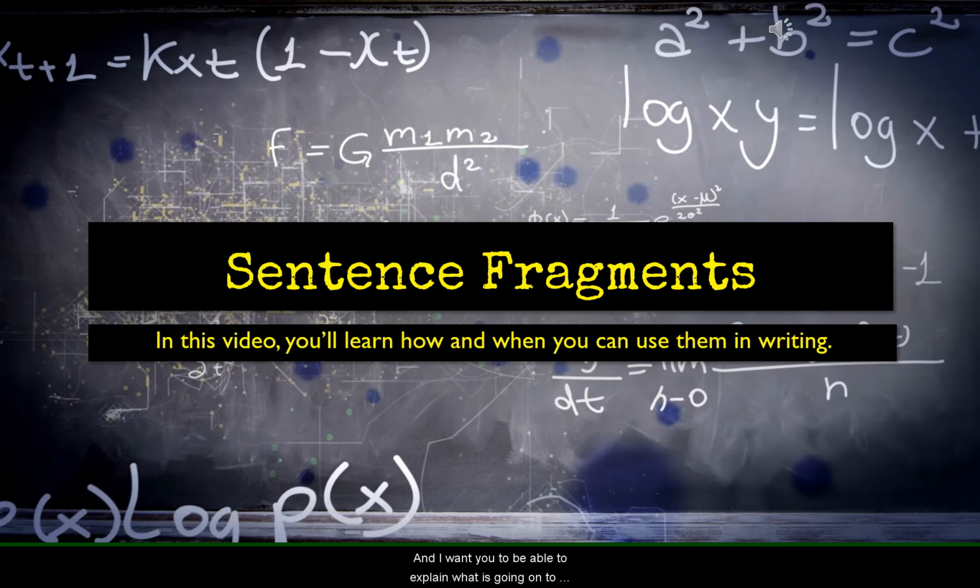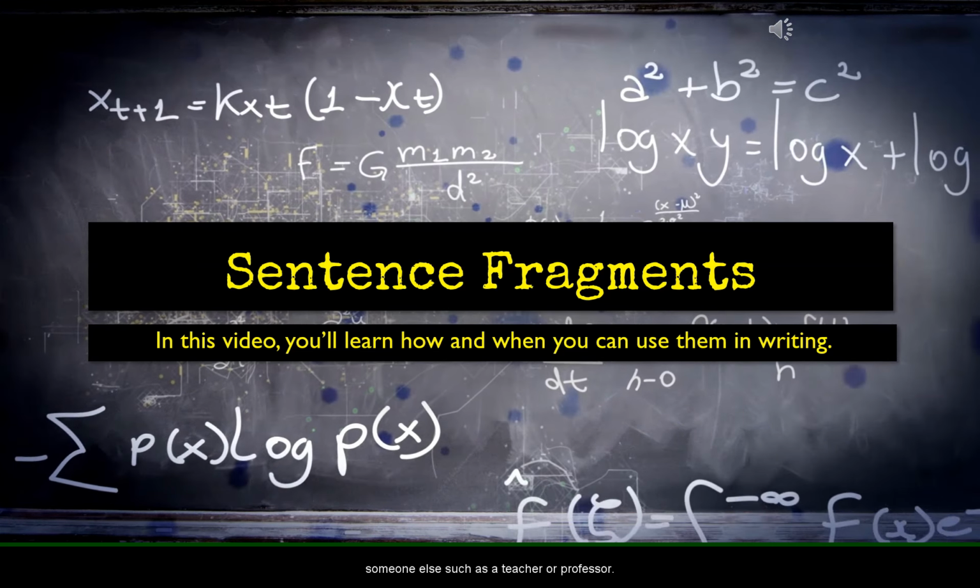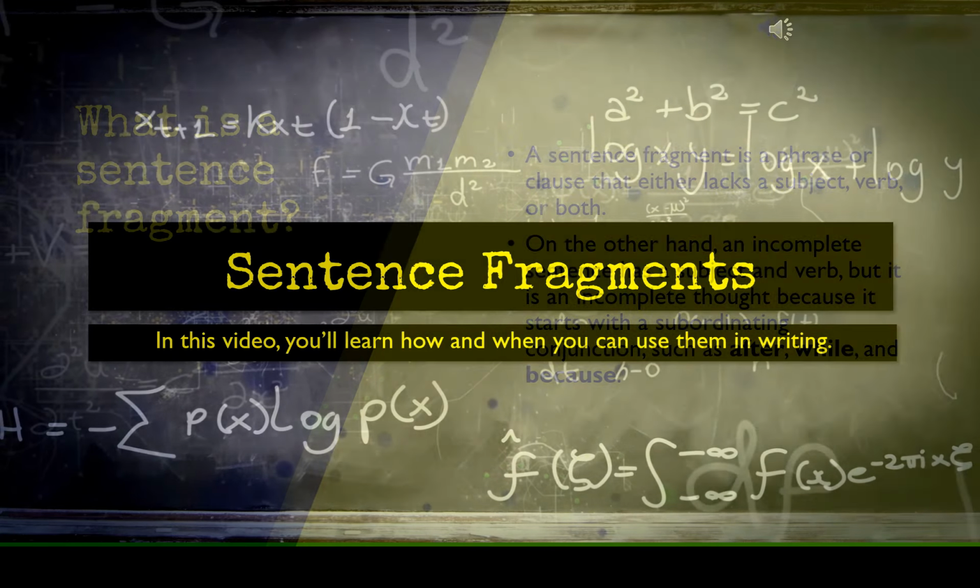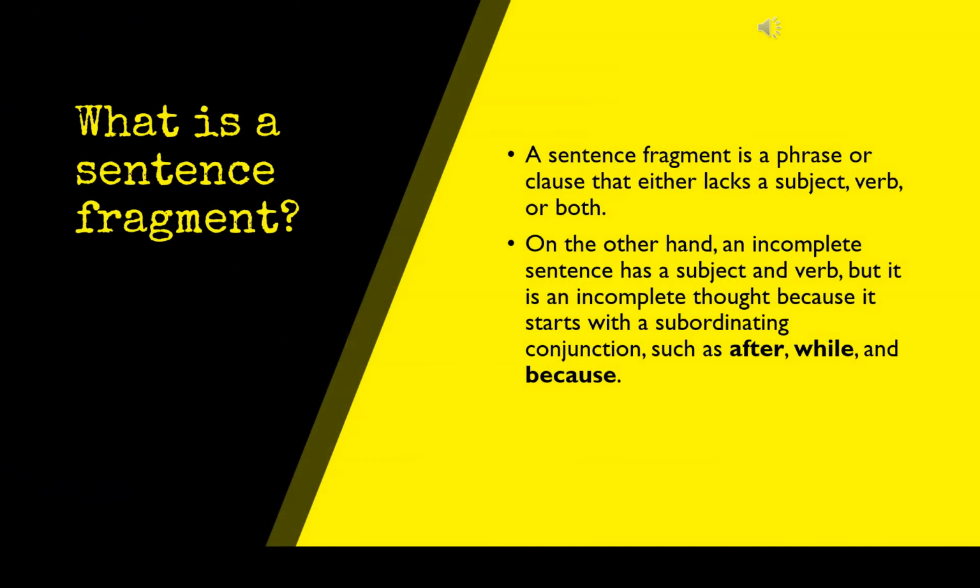And, I want you to be able to explain what is going on to someone else, such as a teacher or professor. What is a sentence fragment? A sentence fragment is a phrase or clause that either lacks a subject, verb, or both. On the other hand, an incomplete sentence has a subject and verb, but it is an incomplete thought because it starts with a subordinating conjunction, such as after, while, and because.